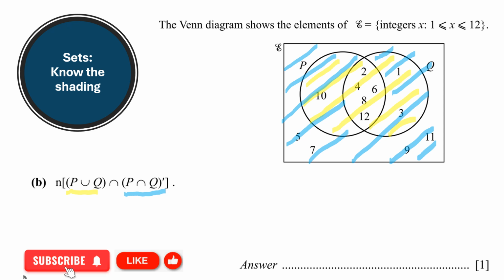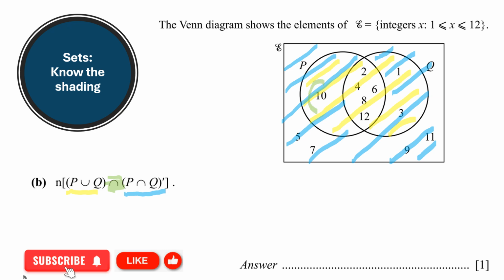Now what is expected of us is this symbol here, this notation is intersection. Intersection stands for the common element. So the common element between the yellow region and the blue region. That means I should be looking at the overlapping region, simply those regions that contain both yellow and blue.